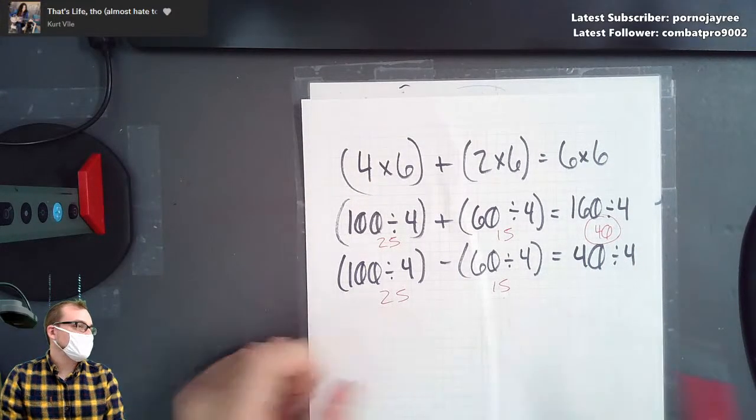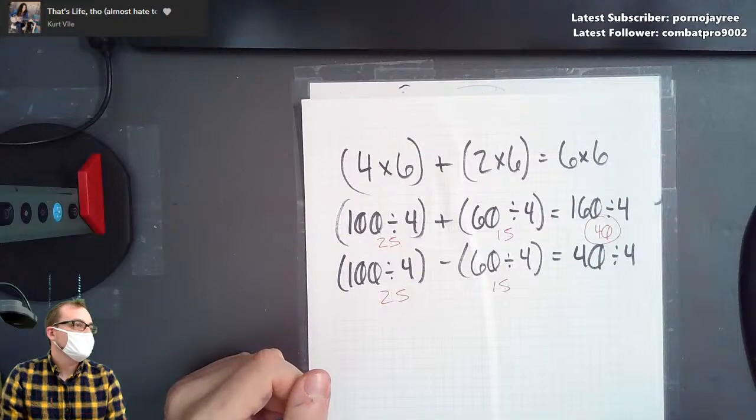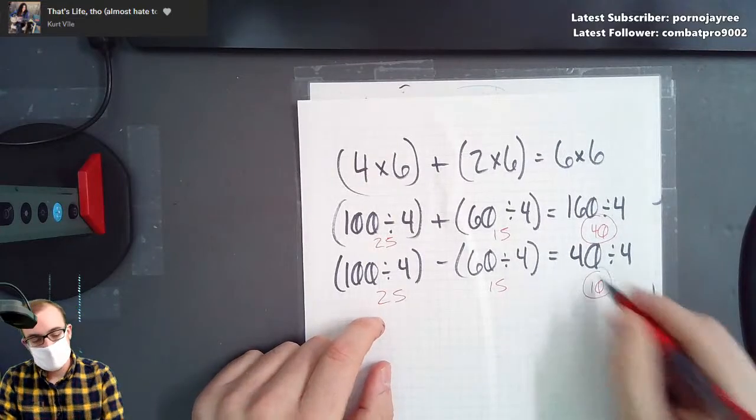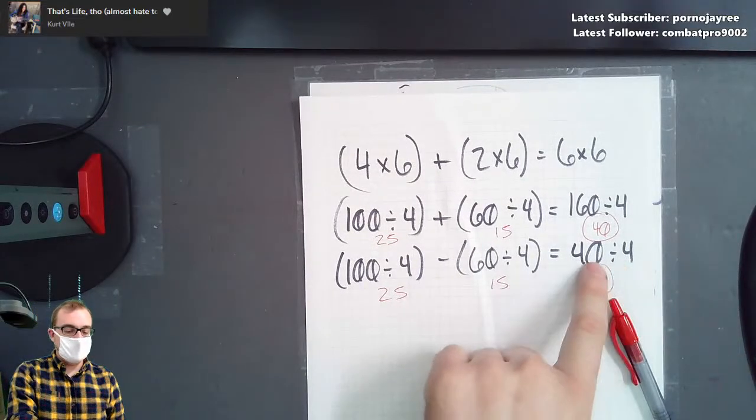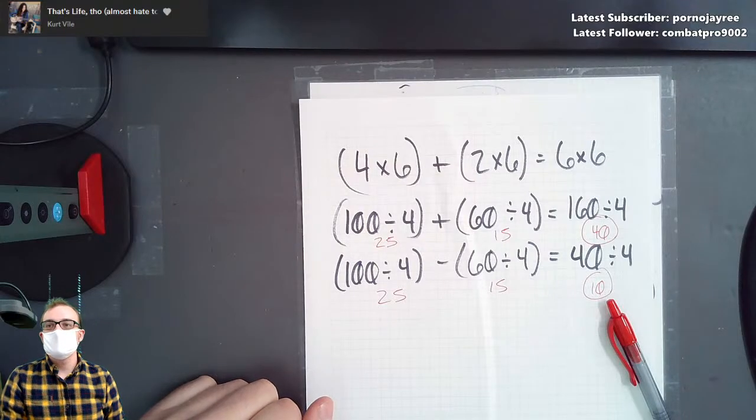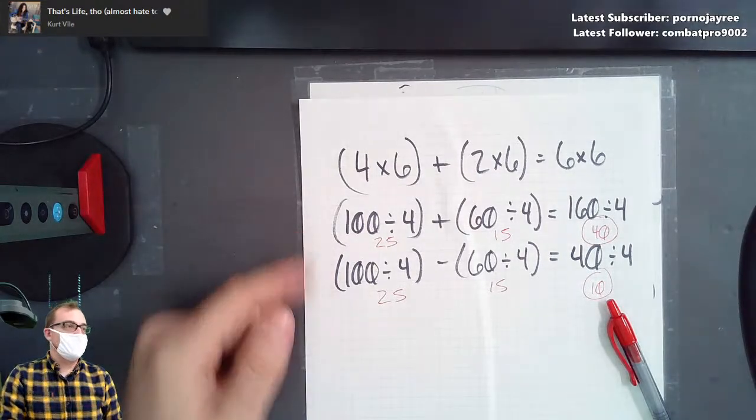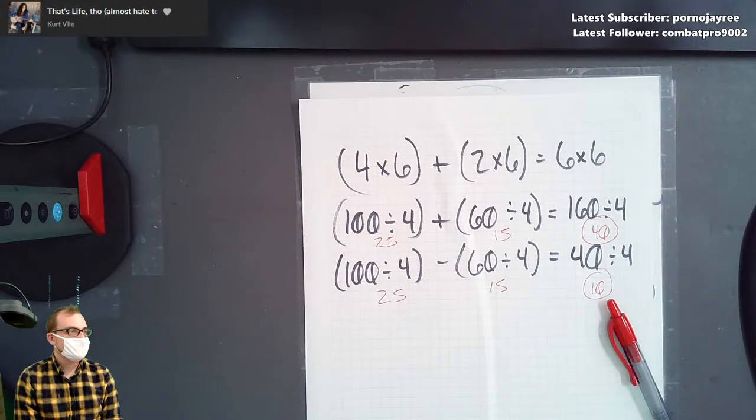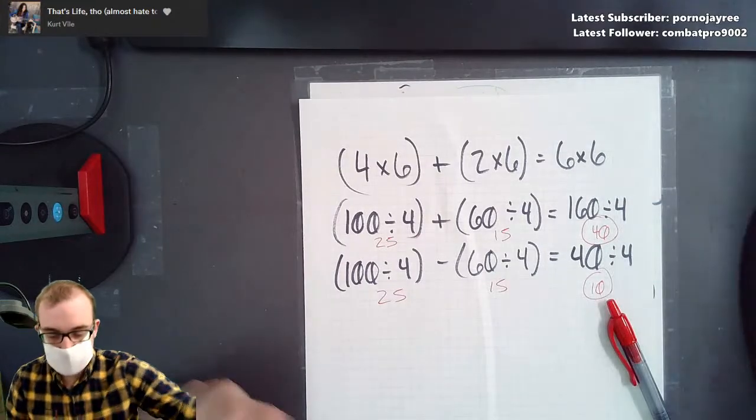25 minus 15, what would you do? Minus 5 and subtract 10, so minus 5 is 20, minus 10 is 10. 40 divided by 4 is 10, right? It works. Is that weird to you? Because this was bizarre to me. Anybody have any idea why that works? Does it work the other way?